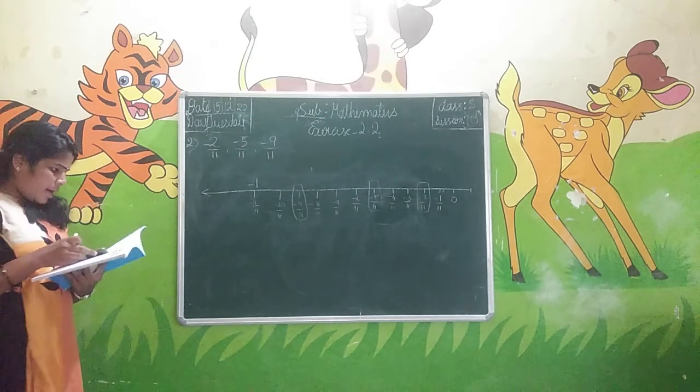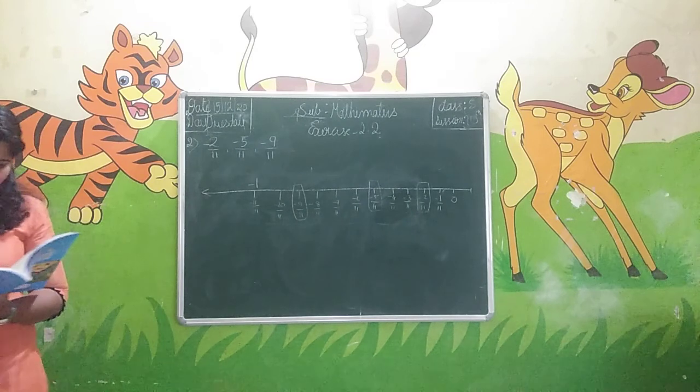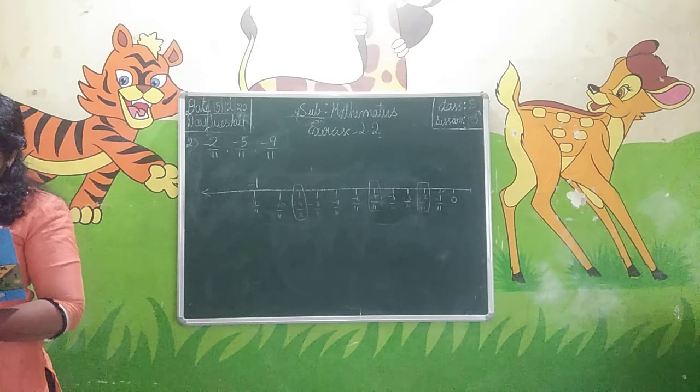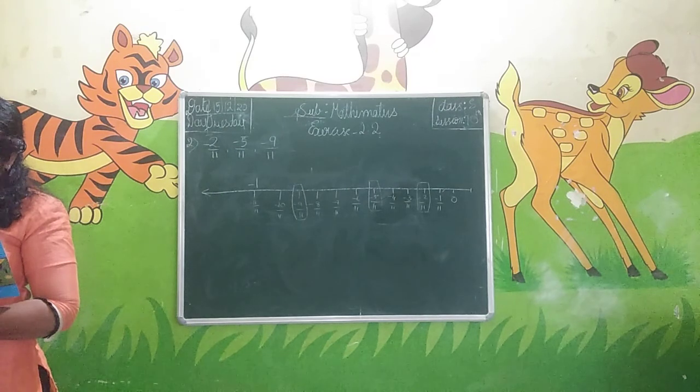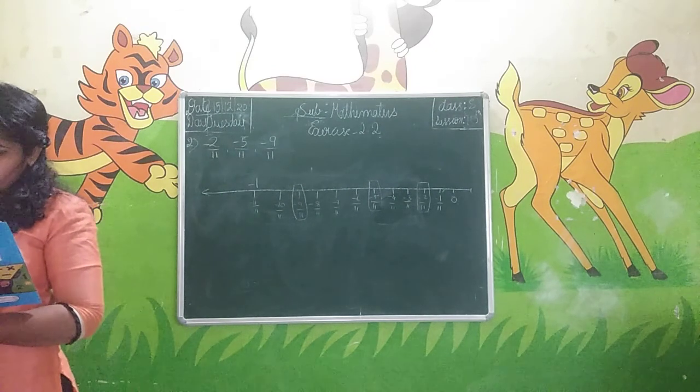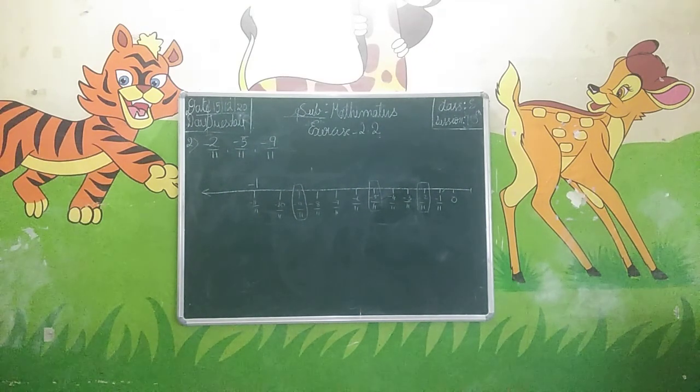Next, write 5 rational numbers which are smaller than 2. Okay, write the rational numbers which are smaller than 2.